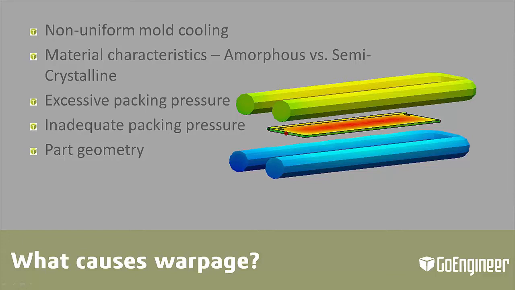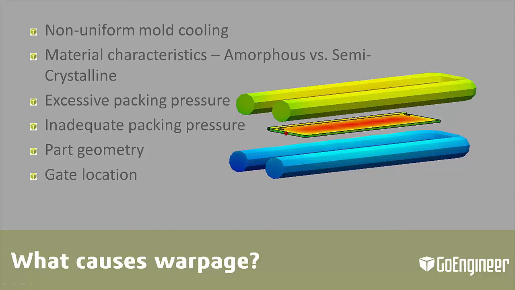And finally, our gate locations. Our injection location into the part can also be a contributor to part warpage. Some of the materials will shrink more in the linear direction, which is along the flow path, than they do in the transverse direction, which is across the flow path. This also creates non-uniform shrinkage and is susceptible to warpage. So planning out your gate locations is another way to keep warpage in check on your part.